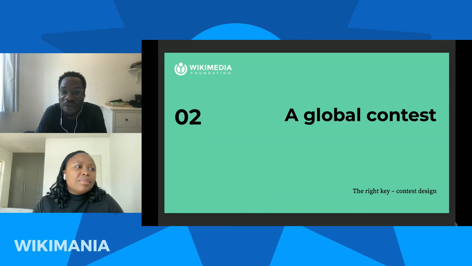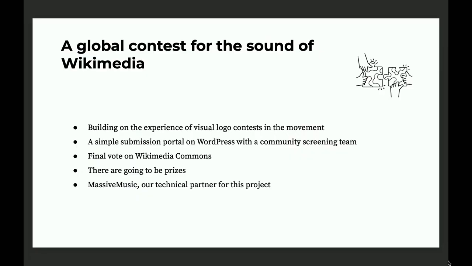Thanks very much. Yeah, a few words about the contest design, because this is an open global contest, which we're looking to crowdsource the sound logo and work with one of our partners. So we'll just go into that now. Next slide, please. The contest itself is based mostly on a lot of the previous logo contests that the Wikimedia movement have been integral in creating. But as it's a new kind of contest in that we're looking for sound, there are some new aspects as well. As I said, it's an open global contest. So it'll be created on a WordPress portal, which actually means that members of the public and those that may not have a Wikimedia account can participate.